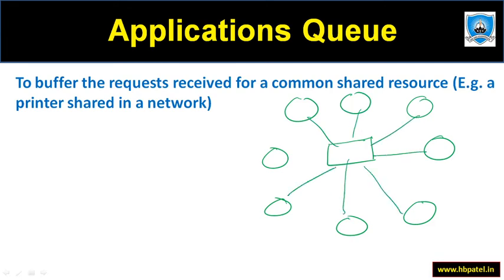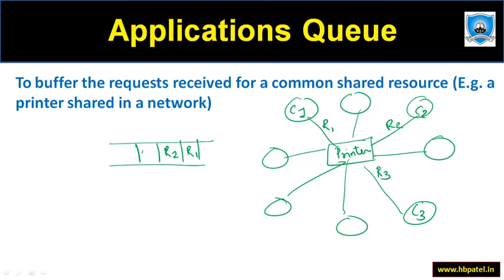So if you have multiple requests, for example computer number 1, computer number 2 and computer number 3 provide requests, let's say R1, R2 and R3, for printing, what would this printer do? It cannot print all these requests at a time, so it would put those requests in a queue. If R1 comes first, it would put in R1, then R2, then R3. So it would create a queue like this, and R1 would be served first. So first print would be from R1, then R2 and then R3. So this is one example of queue.